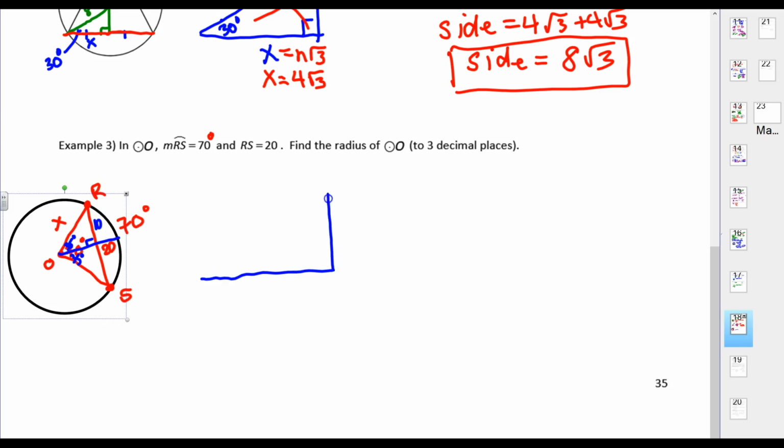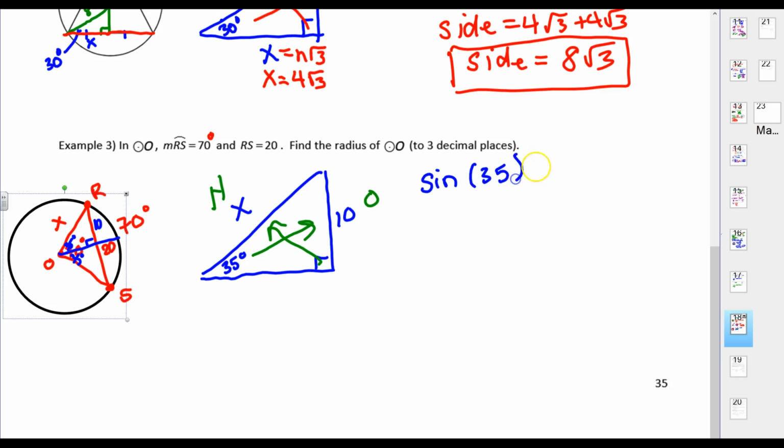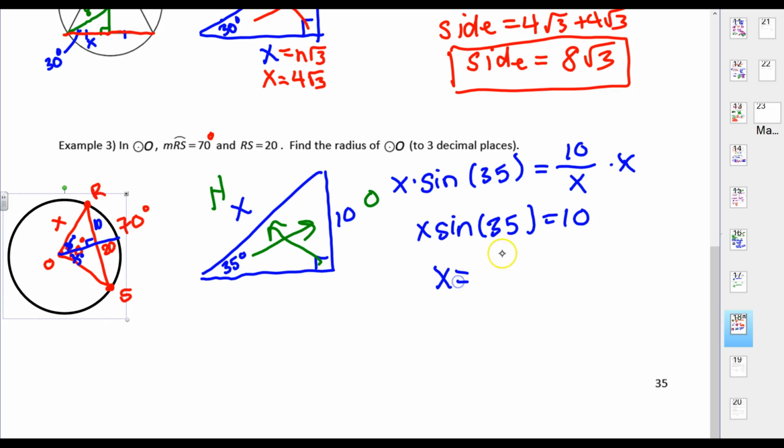So I'm going to draw this new triangle bigger so we can see it. This is 35 degrees. Still hunting for the radius. This is 10. I can use trig to solve this. Let's figure out which version of trig. This is the opposite. This is the hypotenuse. So I'm going to use sine. I'm going to say sine of 35 is equal to the opposite side, which is 10, over the hypotenuse, which is x. I multiply both sides by x to solve. So I have x sine of 35 is equal to 10. Divide by sine of 35, and I get x equals 10 divided by the sine of 35.